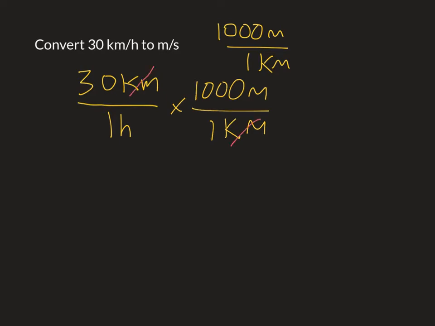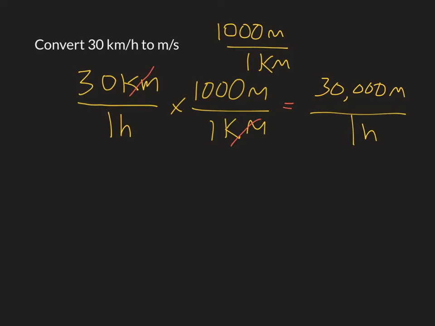My kilometers cancels out, and what you'll notice, and you might have questions about this, is, well, what happens to this hour? It's 1 is our hour, and we're just multiplying it by 1, and this kilometer just goes away, so this just sticks around, right? So my answer here when I multiply this is that I went 30,000 meters in 1 hour, okay?